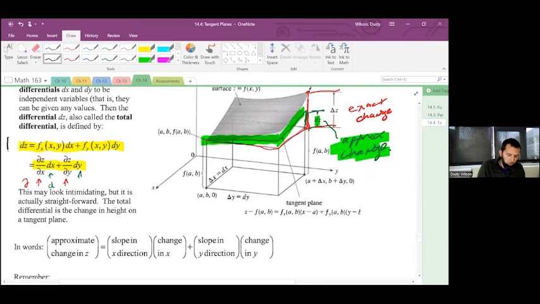So if we think about this formula for the total differential, and we want to write it in words, what it's saying is that dz, or the approximate change in z, is equal to partial derivative with respect to x at x, y times dx. So that would be the slope in the x direction times the change in x, plus partial derivative with respect to y, that's the slope in the y direction, times dy, that's the change in y.